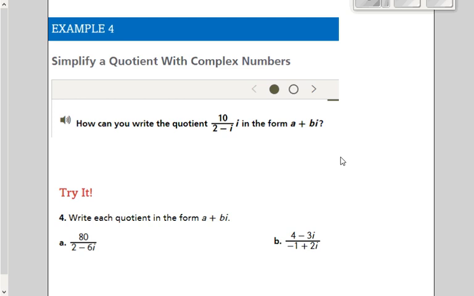All right, in this video, I'm going to go over examples 4 and 6 from lesson 2.4. One thing here in example 4, there's a typo. You want to get rid of that little I that's right there. That's not supposed to be there.